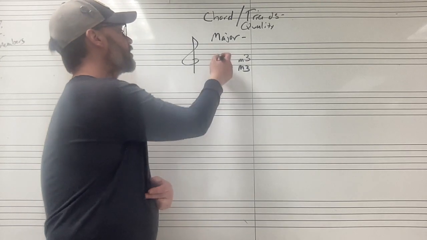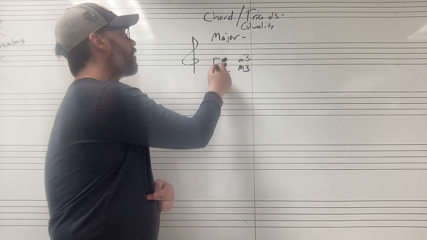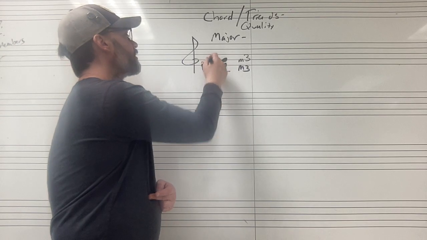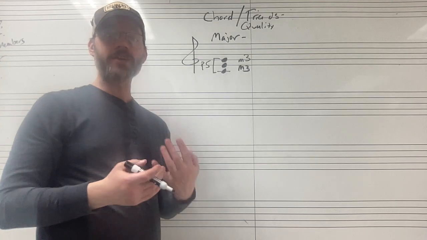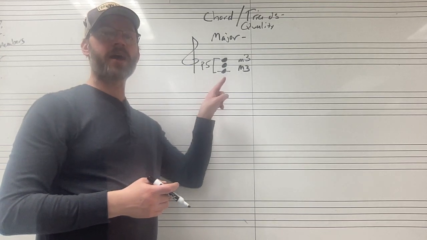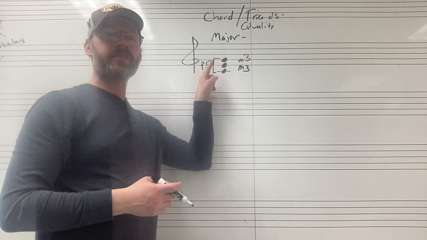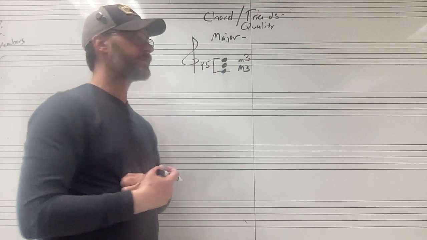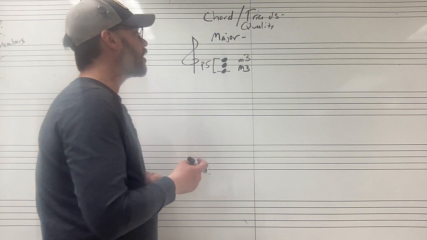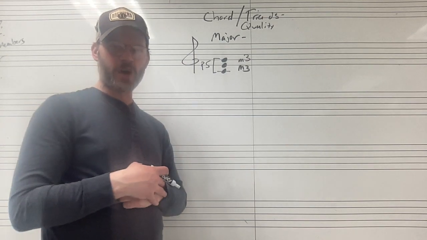And then just to let you know, these outer notes are a perfect fifth apart. So you need to memorize this. For a major chord, you need a major third with a minor third on top of it, and then the outer notes will make a perfect fifth. Okay? And then you also need to know the names of these notes.